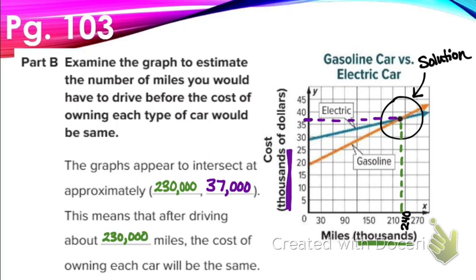How do I know whether or not that's reasonable? What could I do to check to see how reasonable that is? What did we write in Part A? Look in your book. What did we write in Part A?